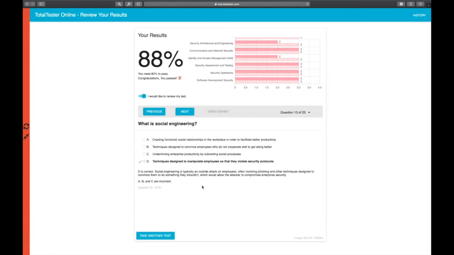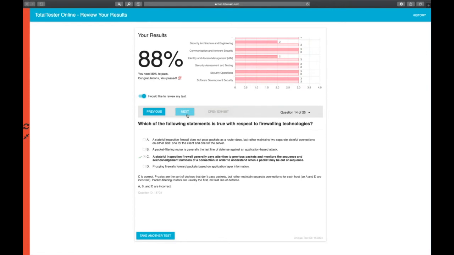All right. Number 13. What is social engineering? This was a layup. Trying to manipulate users to do something they otherwise wouldn't do to break the security policy. All right, we got this one right.